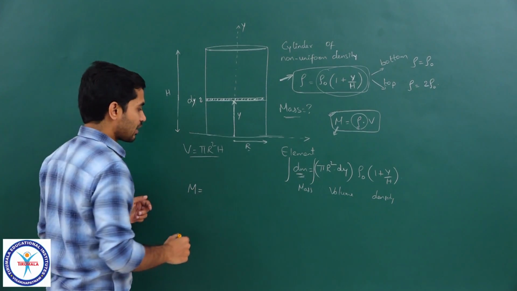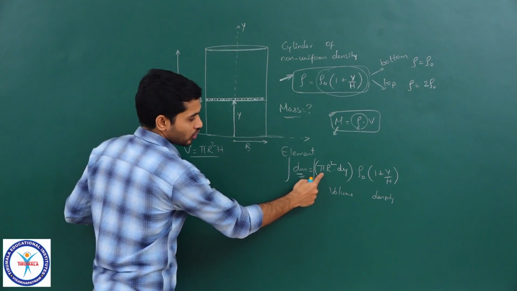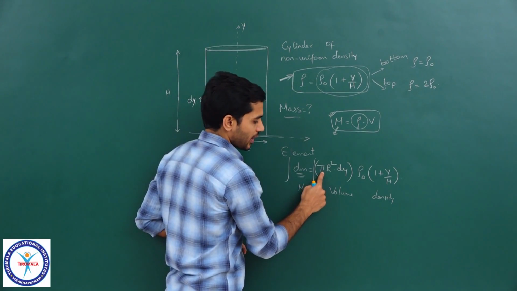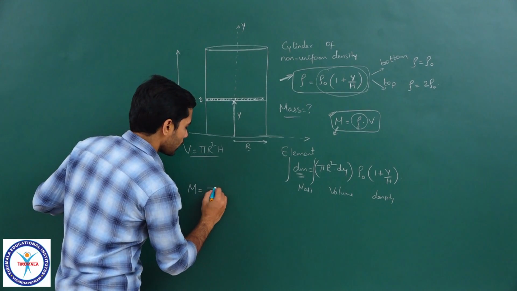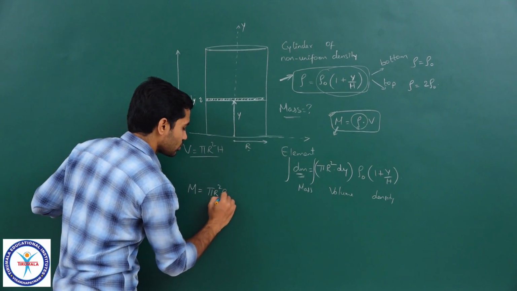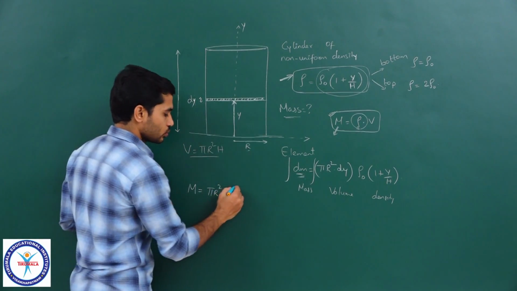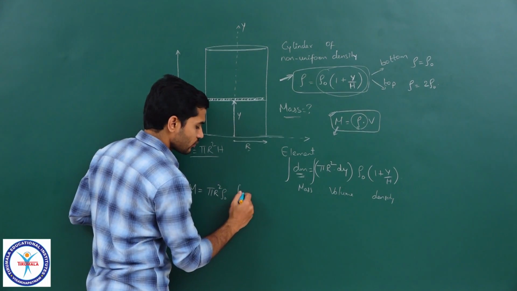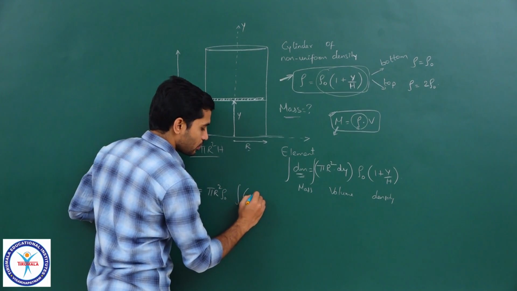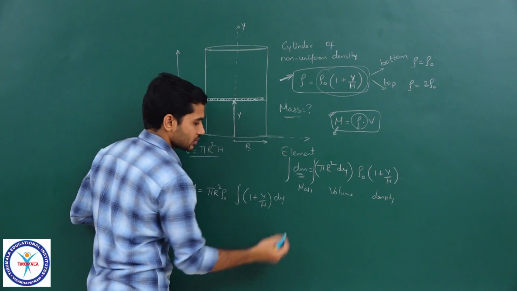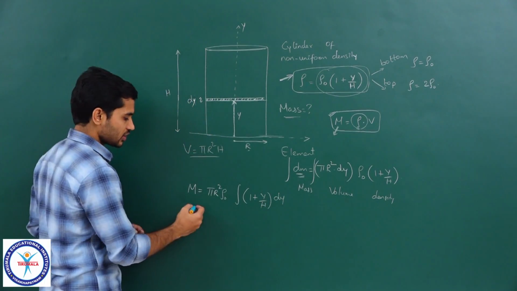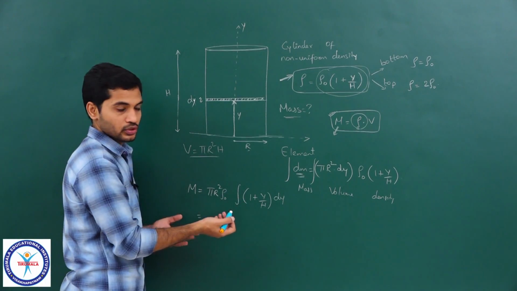I'll represent it with capital M is equal to, bring all the constants outside, pi r square into rho naught is constant. So I'll bring that outside. So pi r square into rho naught into integral of 1 plus y by h dy, correct? So this is the expression which we get. So just integrate that. What are the limits? You know the limits, right?